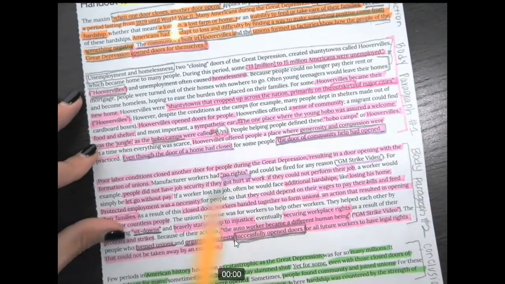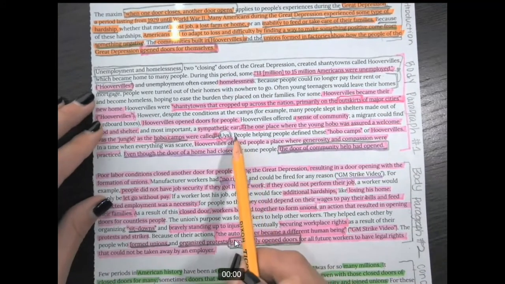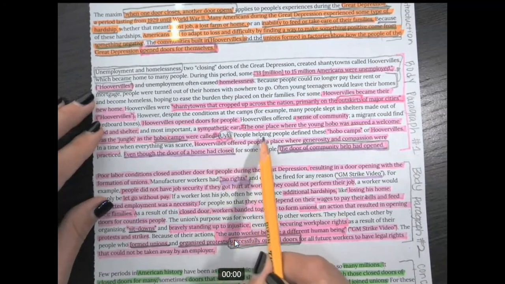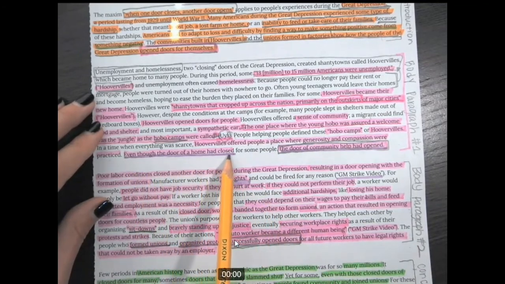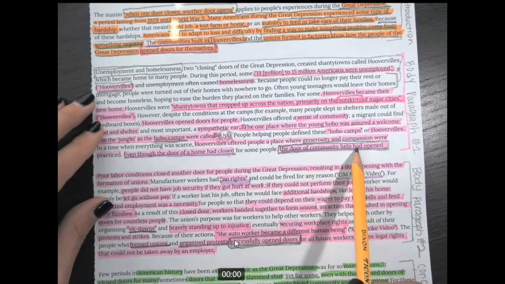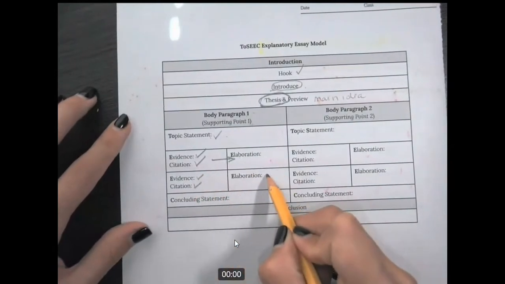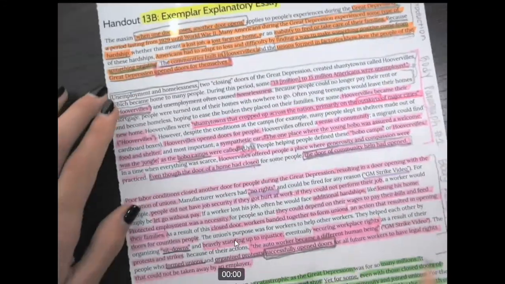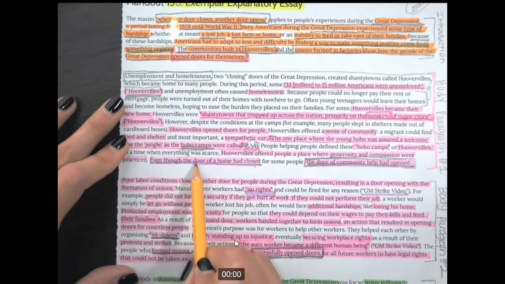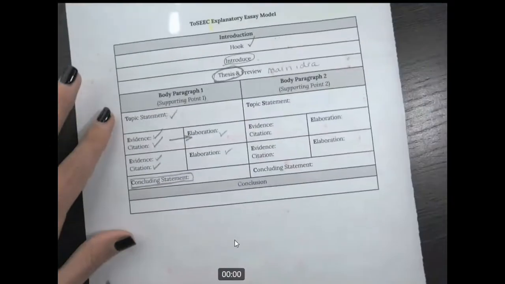This is what's going to make us great researchers, when we include so much evidence and then we elaborate on that. Like, what is this evidence talking about, right? So then we go on to elaborate a little more. And then we close all of that with our concluding statement. Even though the door of a home had closed for some people, the door of a community had opened for others. So, we included evidence and elaborations, and then we close our paragraph off with our concluding statement, which would have been right here. Like I said, even though a door had closed for some, the door of community had opened for others.